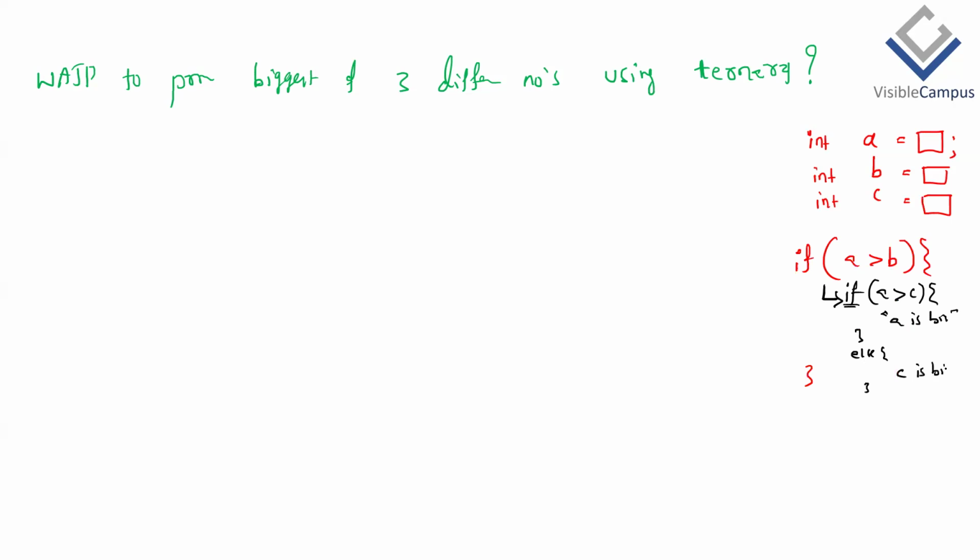Where is C? C is out of the game. Then if this is false, what's the alternative? If this is false, A is out of the game. Then who is there? B and C only. A story is over. If B is greater than C, what is the conclusion? B is biggest. Yes or no? Then if this is also false, only C is there in the game. C is biggest.